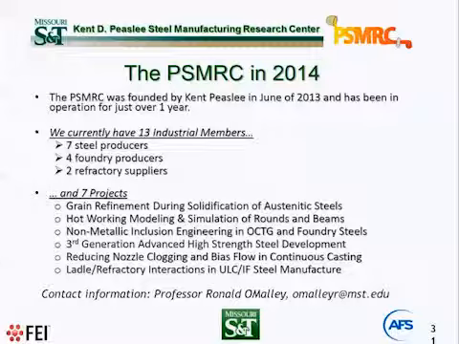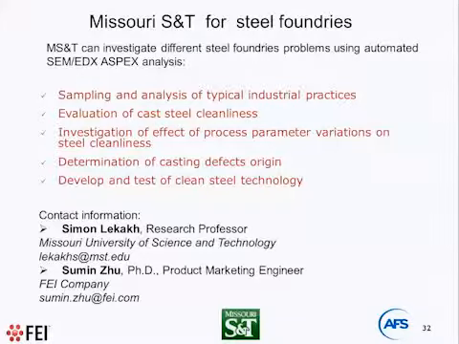Okay? And finally, Missouri University of Science and Technology can investigate different steel foundry problems using automated inclusion analysis. We can provide different types of service. We can help you with sampling. We can help you with evaluation. We can investigate problems, and we determine cause, defect, origin, and we work with you on how to develop clean steel. If you have interest, please contact us, me, Simon Likach, and Sumin, product manager of FEI company. Any questions?